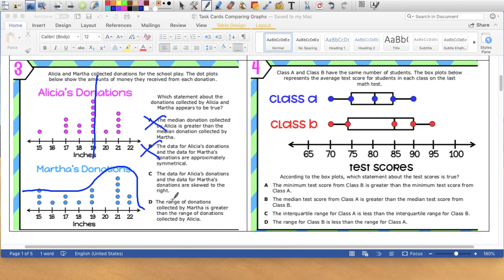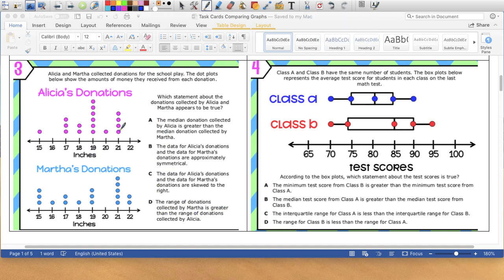This is not true. The data for Alicia's donations and the data from Martin are skewed to the right. No, they're not. They're skewed to the left. This one is skewed to the left, right? It's going that way, so that's garbage. And the range of donations collected by Martha is greater.